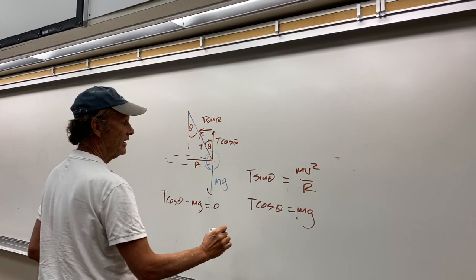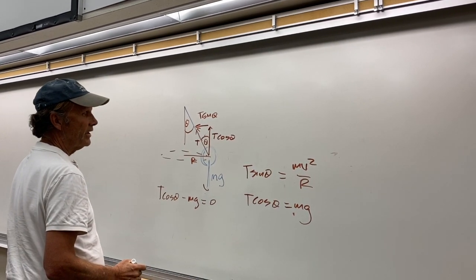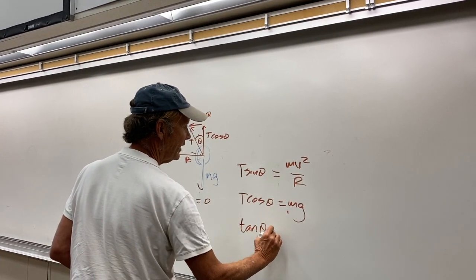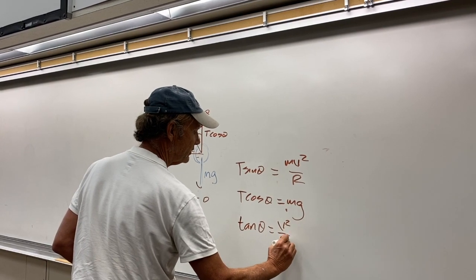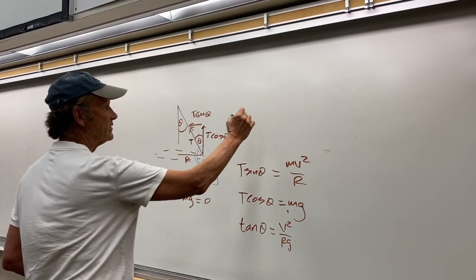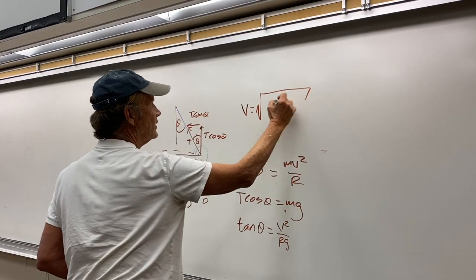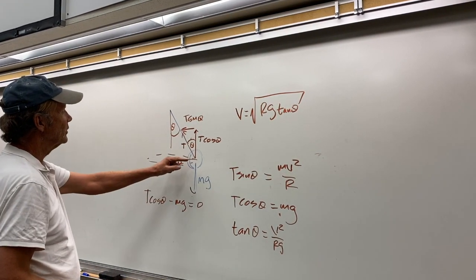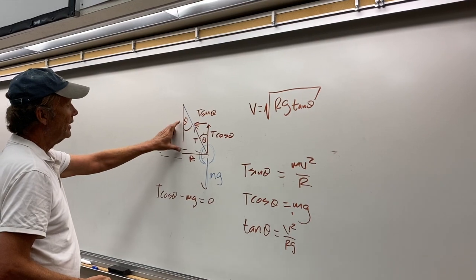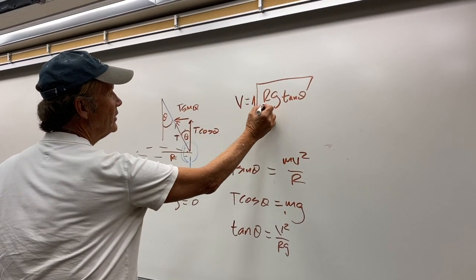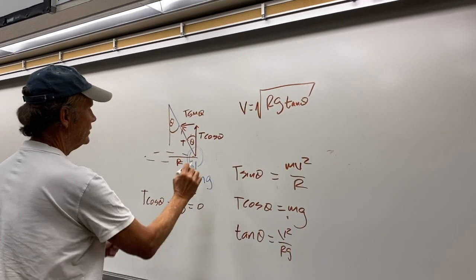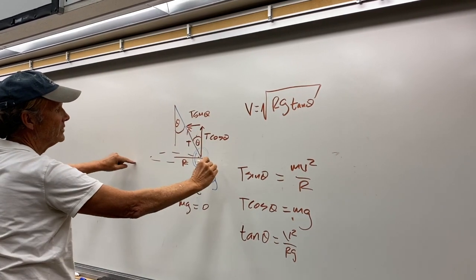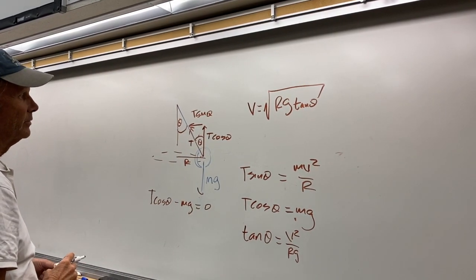And so we can write this in a form that doesn't have the tension in it by dividing both equations through, giving us tan theta equals v squared over rg. And once we have that, we can solve this for the velocity. That's equal to the square root of rg tan theta. Okay, so in your simulation, r will be given to you, but here you can measure the r with that technique that I suggested before, superimposing, looking down from above on a meter stick as the conical pendulum moves along.